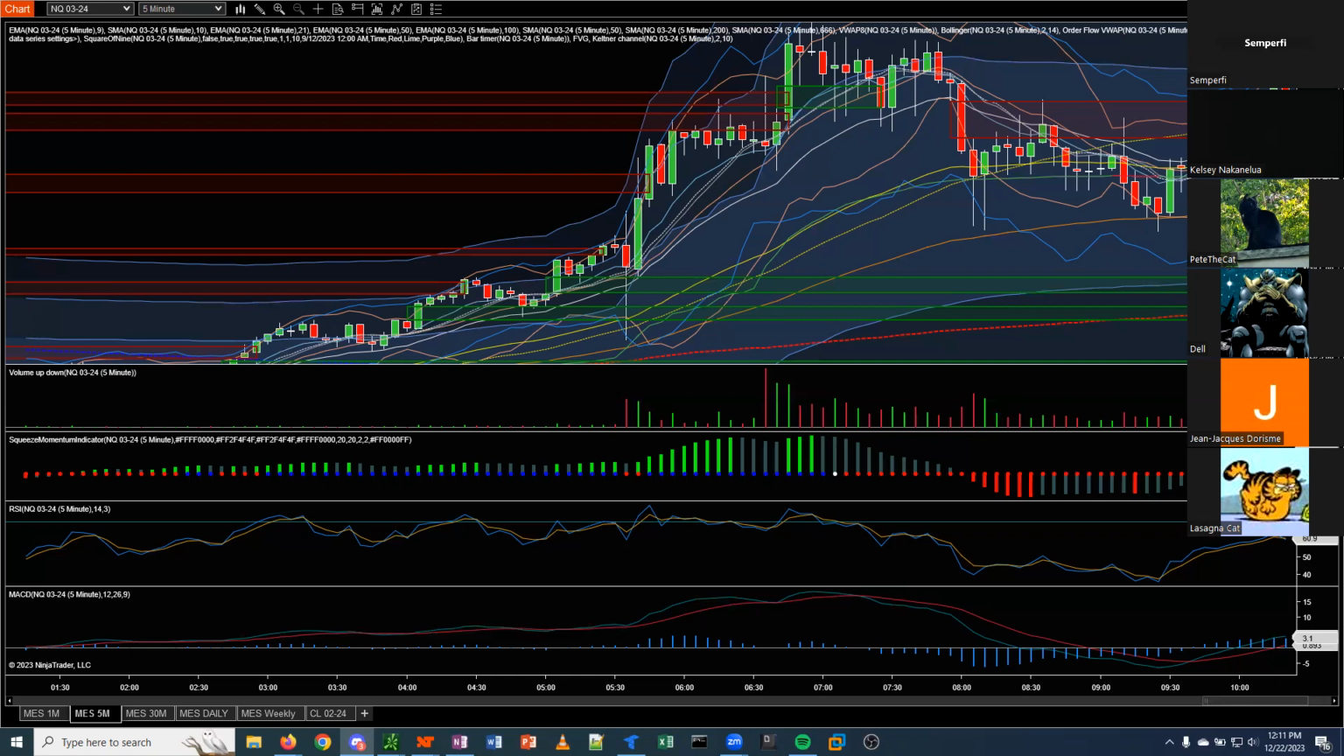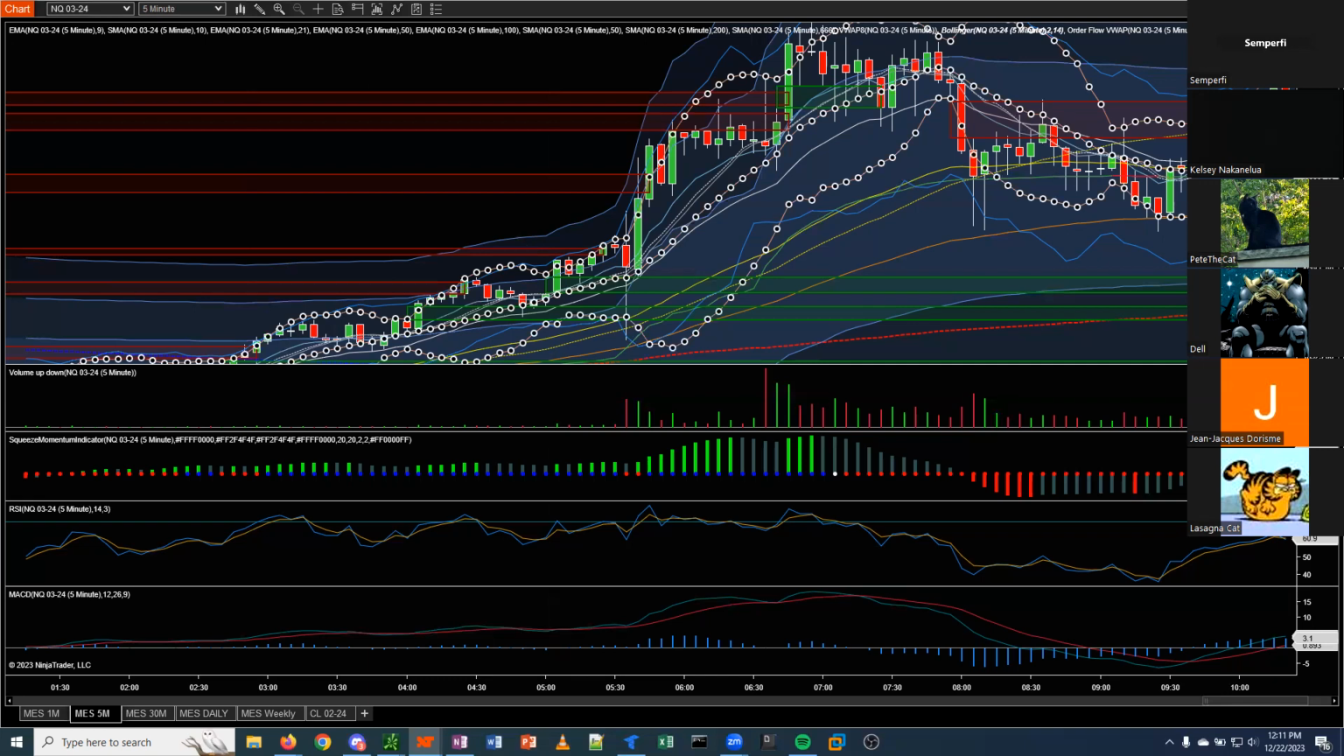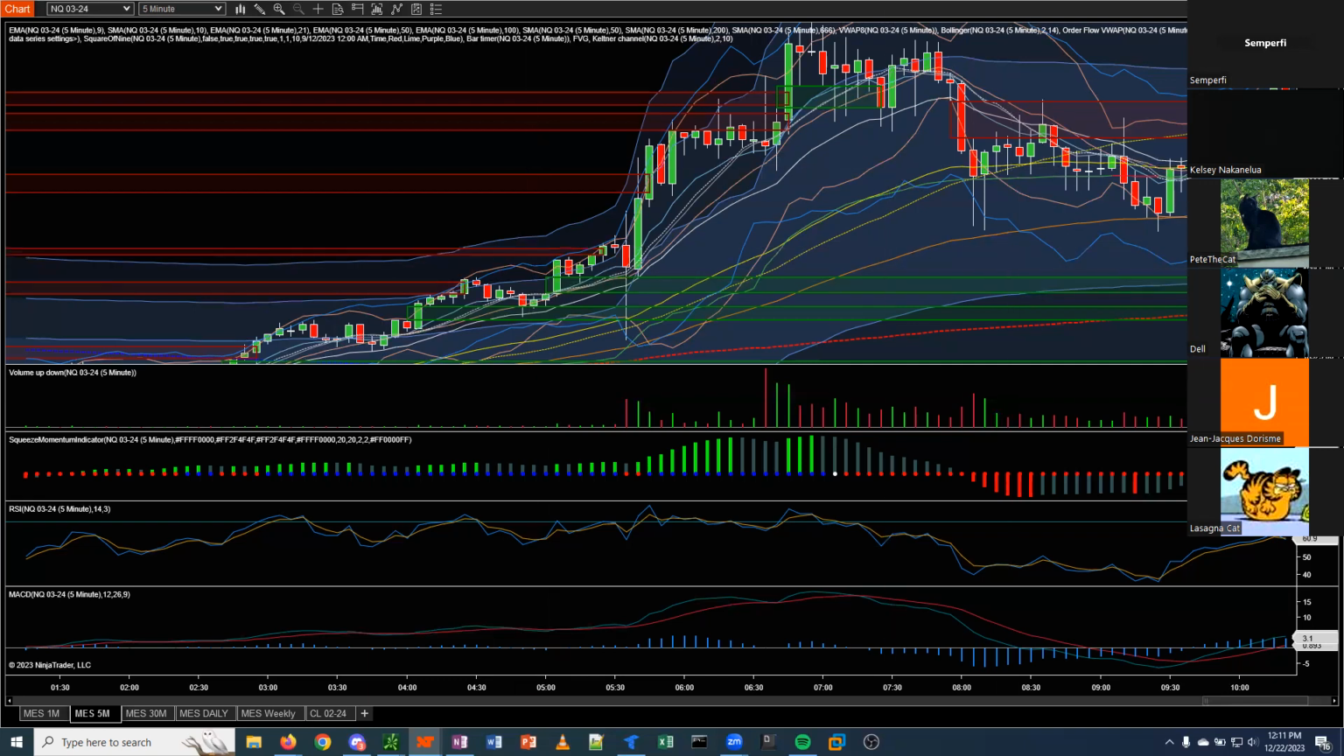Because you're not going to take every setup, even though, like right here, there's a fair value gap. Is that your grade A setup? It could be. Or is this your grade A setup? Or is this your grade A setup that didn't work out?